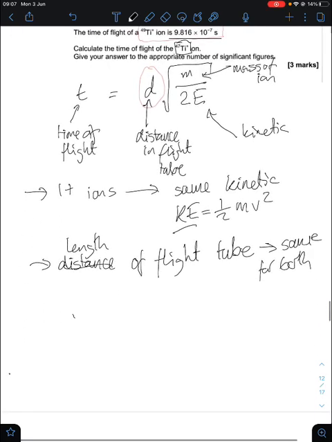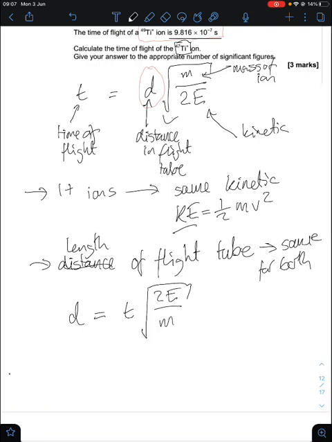Okay, so the distance down the flight tube, well, this is just going to equal the time of flight times the square root of 2 times the kinetic energy divided by the mass of the ion. So all I've done here is just times up by square root of 2E, divide by the square root of m, and we've ended up with this star equation.